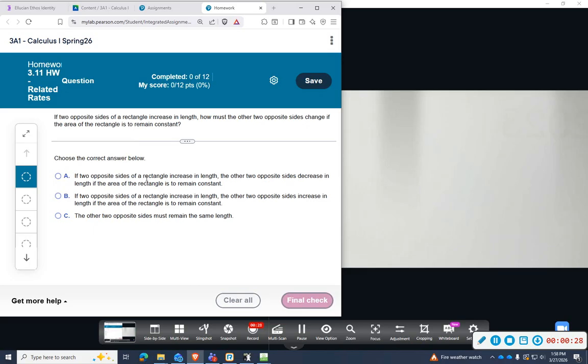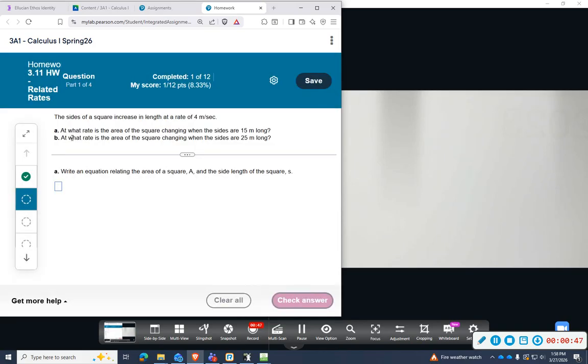And so the one that says that, A, if two opposite sides increase, the other two opposite sides decrease in length if the area of the rectangle is to remain constant. So A is the one we're looking for.